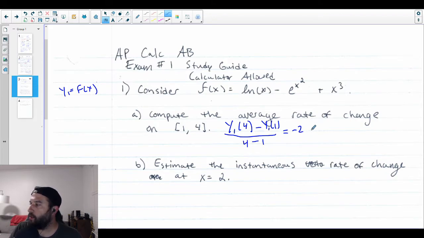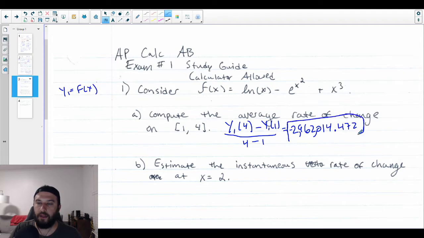-2, what is it, like 2 million? Almost 3 million? 201. Gross. Okay. Negative. There's our average rate of change. Let's estimate the instantaneous rate of change now.